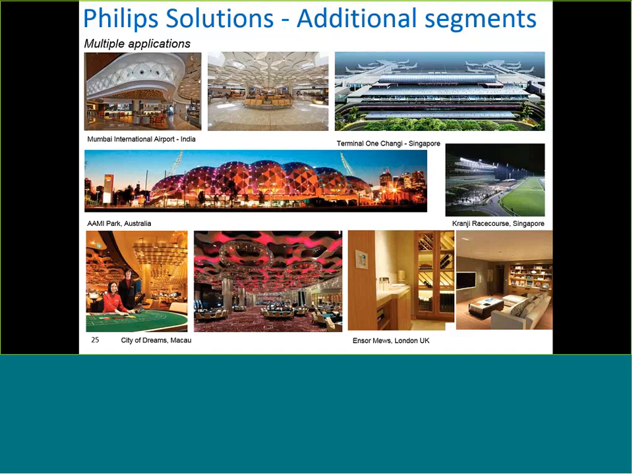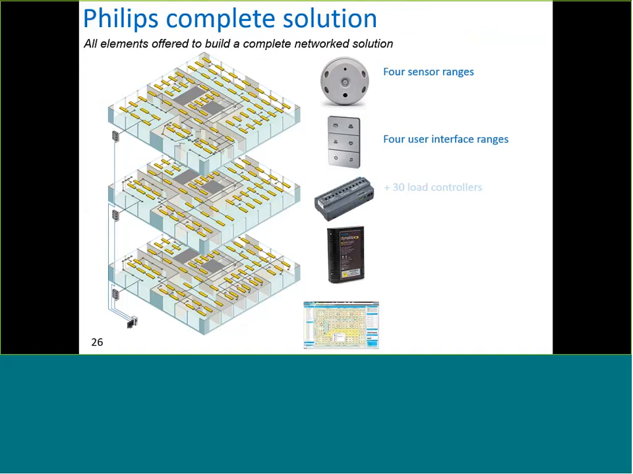So the components of the system: we see 4 sensor ranges, 4 user interface ranges, 30 different load controllers, and 15 integration devices, combined with 2 software packages. These devices are all that's required to build a network lighting control system. You can almost think of them as different Lego blocks which click together to build a system to meet the requirements of a project.